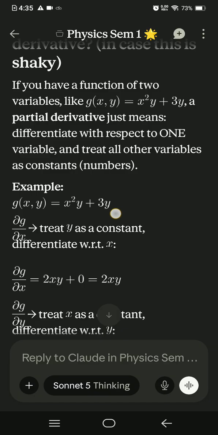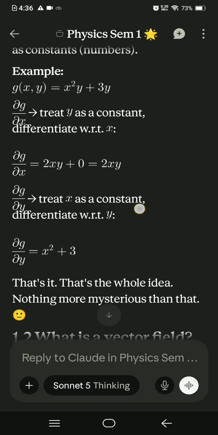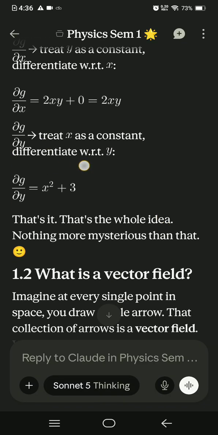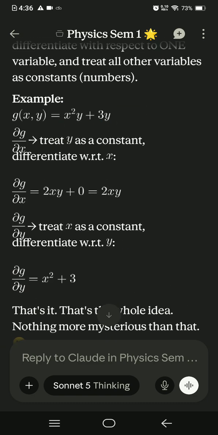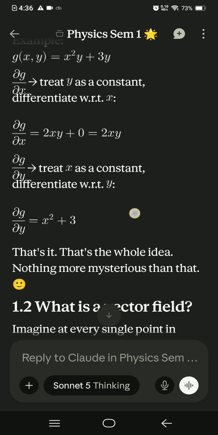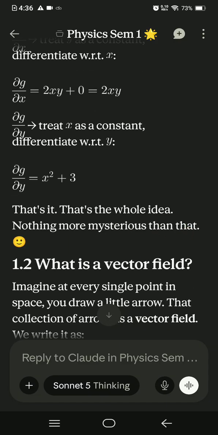So since y is constant and 3 is constant, after differentiation it would become 0, and this thing would become 2xy. Okay, so next we are taking partial derivative with respect to y, then treat x as constant, differentiate with respect to y. Both of these terms have y, so this becomes x square plus 3. That's it, that's the whole idea, nothing more mysterious than that.